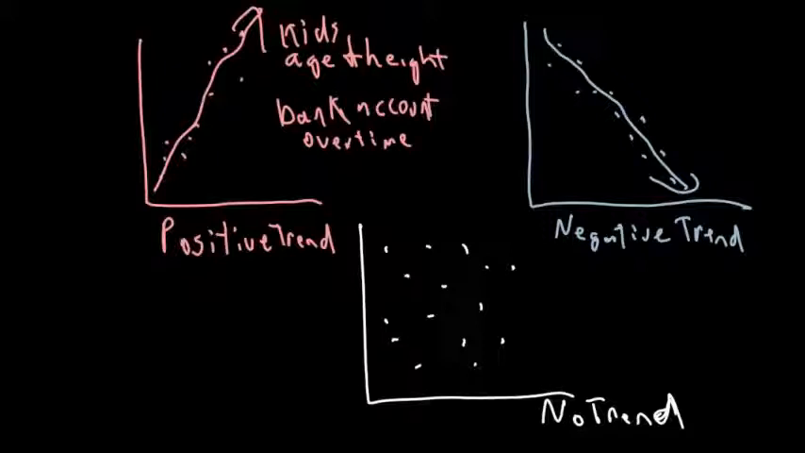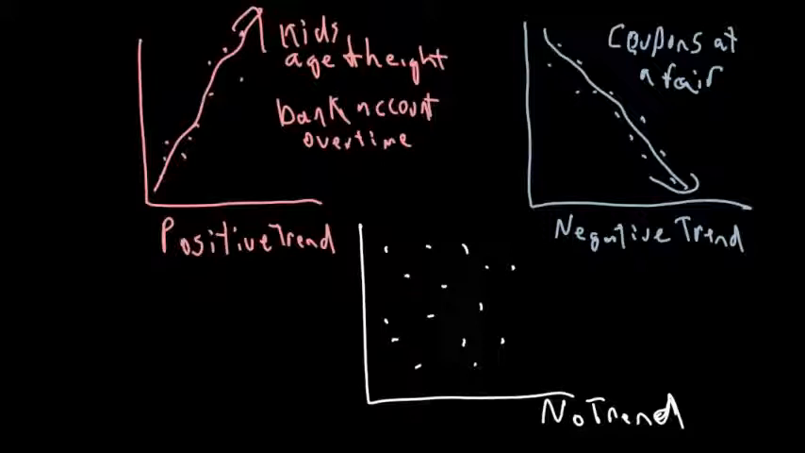Some negative trends would be tickets at a fair over time, or coupons at a fair over time. So you go ride a ride, you spend a couple of your coupons, you look around, find another ride you want to ride, spend some more coupons. So generally as time goes on, you're running out of coupons. So that's an example of a negative trend.